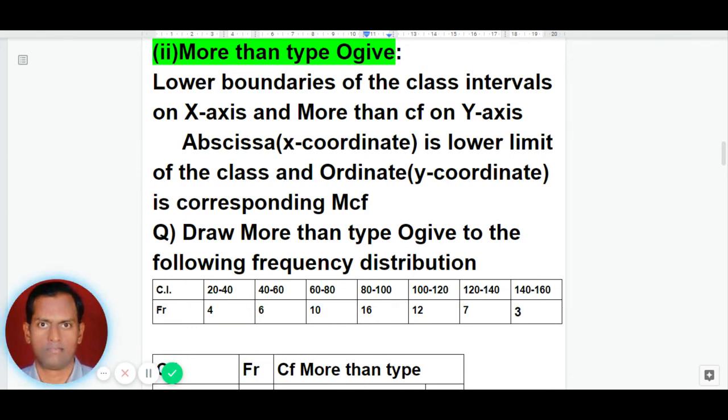Similarly, the second one, more than type Ogive. Lower boundaries of the class intervals on x-axis and more than cumulative frequency on y-axis. That means abscissa, the x coordinate, is the lower limit of the class interval and ordinate, y coordinate, is the corresponding more than cumulative frequency.